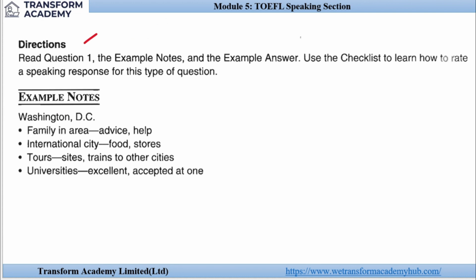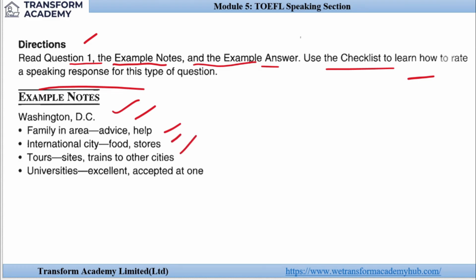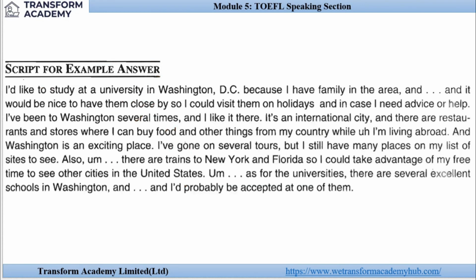The direction is read question 1, the example notes, and the example answer. Use the checklist to learn how to rate a speaking response for this type of question. So these are example notes: Washington, D.C. Family and area, advice, help, international city, food stores, tours, sites, trains to other cities, universities, excellent, accepted at one.